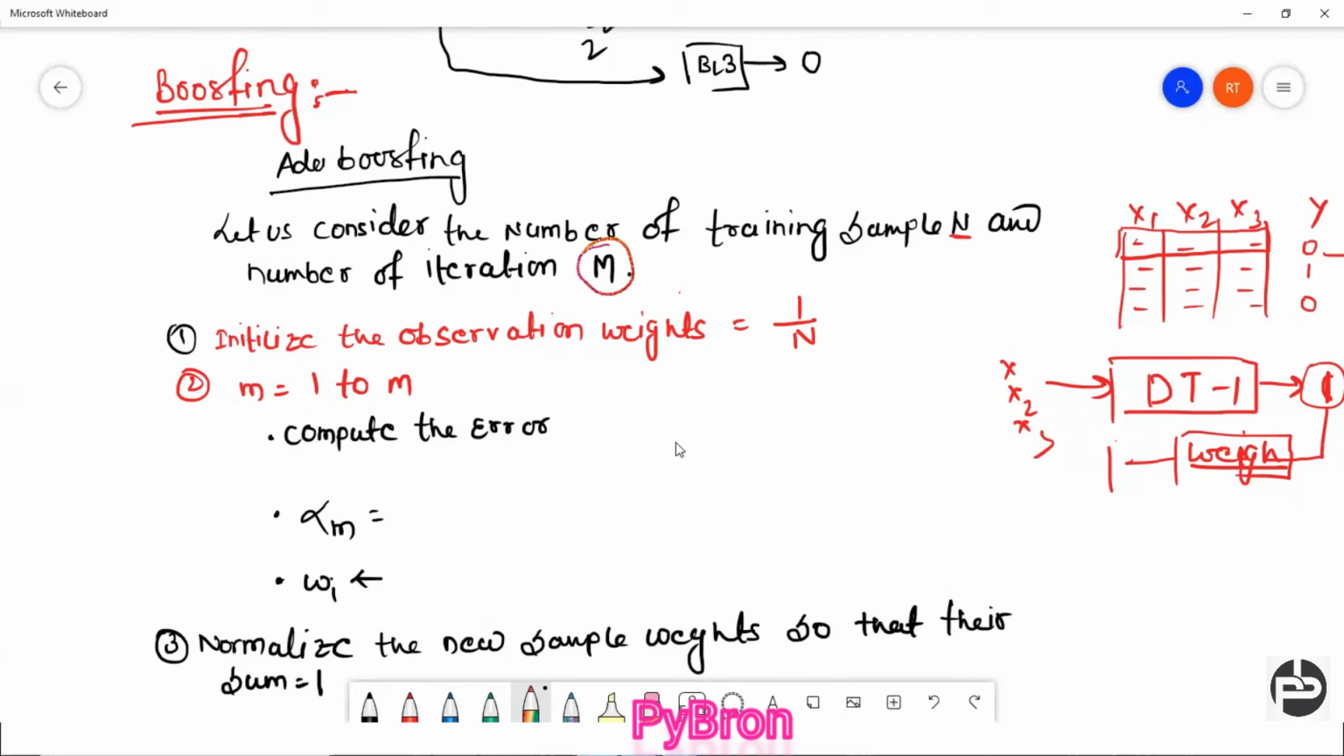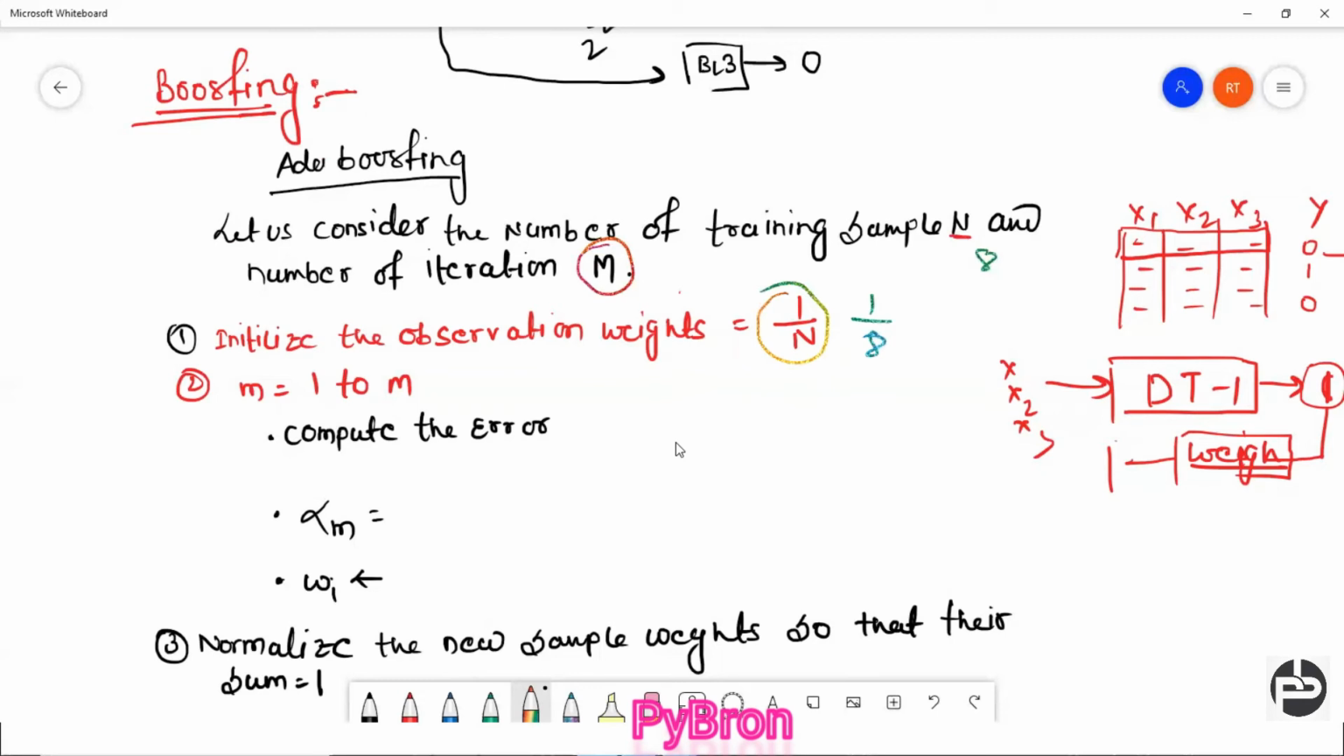Now, initializing the weights. What should the initial weight be? I told you each training sample will get the same weight, and that weight is 1 by n. Let's suppose we have 8 rows, 8 training samples. So what will the weight be in this case? 1 by 8. Hope you understood.